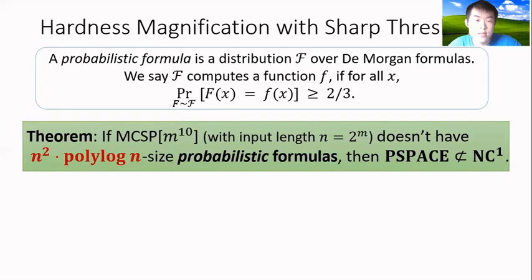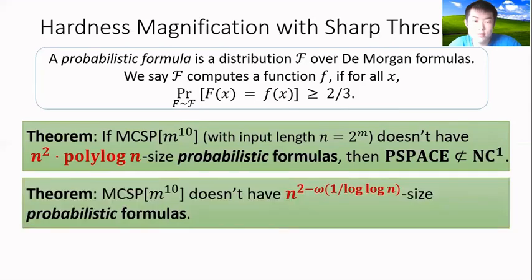We show that if we could prove that MCSP m to the 10th doesn't have n squared times polylog n size probabilistic formulas, then it would imply PSPACE is not in NC1. This magnification threshold is sharp because we can prove a slightly subquadratic lower bound for the same language against probabilistic formulas.